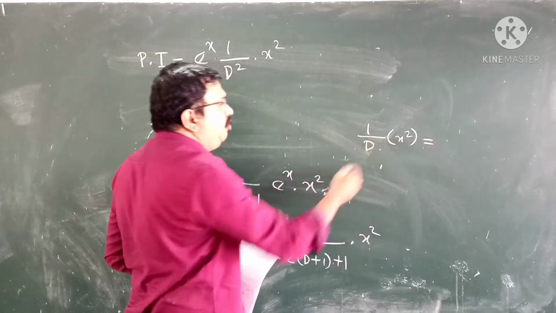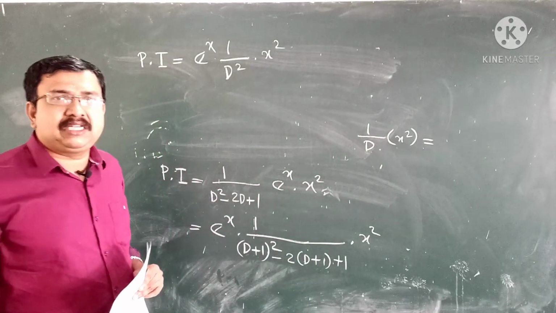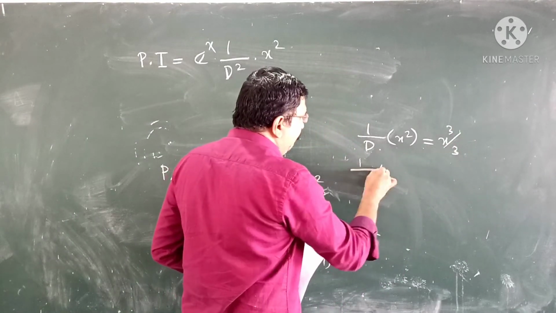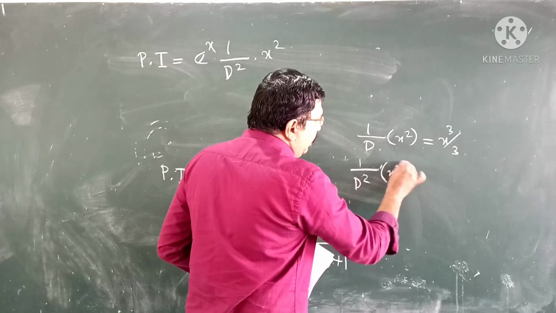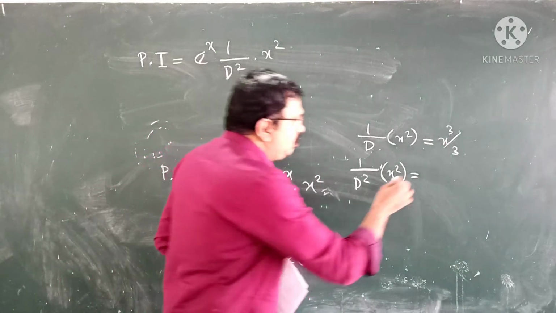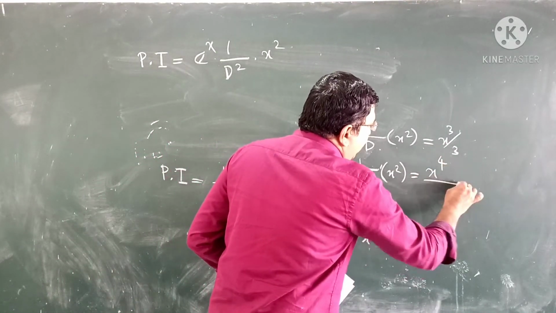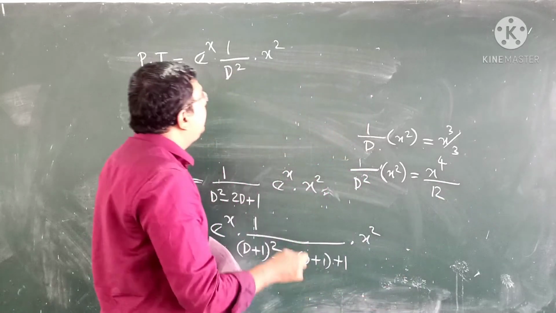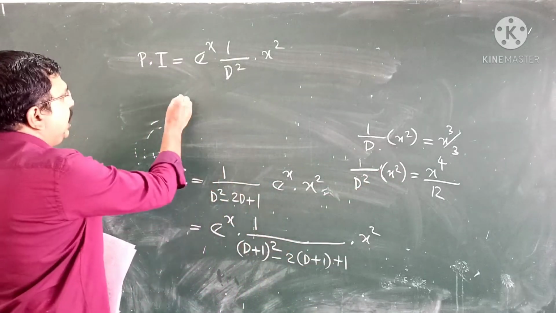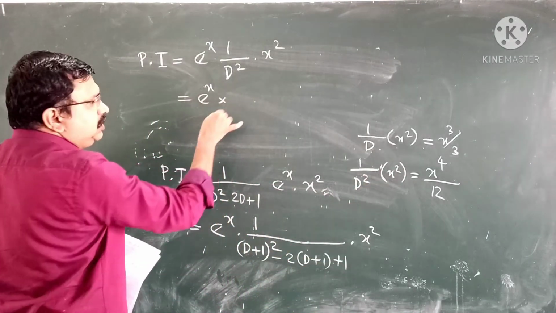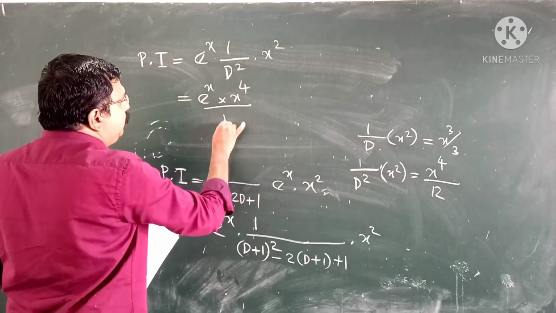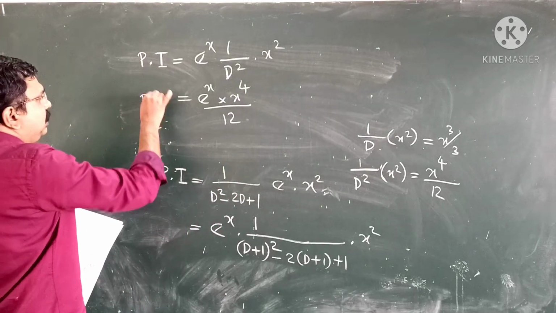What is 1 by D of x square? That means integral of x square, that is equal to x cube by 3. Then 1 by D square of x square is, we are integrating again x cube by 3, that is equal to x raised to 4 by 4 into 3 total. Okay, therefore we get 1 by D square of x square is x raised to 4 by 12, that is equal to e raised to x into x raised to 4 by 12. That is our particular integral.